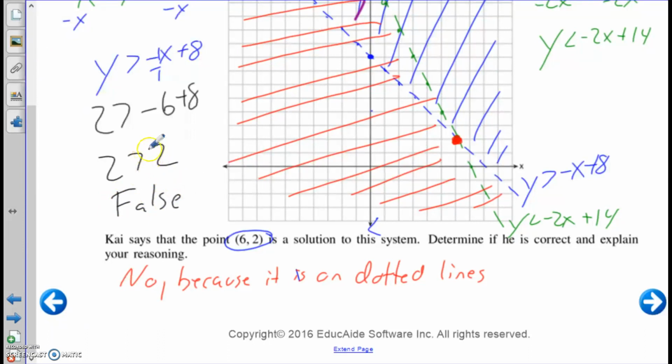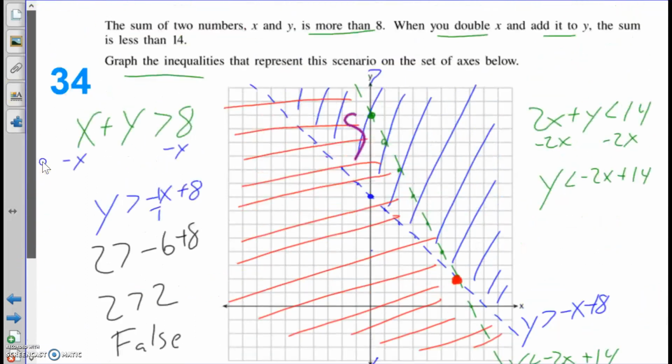But if these were less than or equal to, greater than or equal to, solid lines, then it would be true. All right, sorry, I went over 14 minutes, but I wanted to get this thing done.